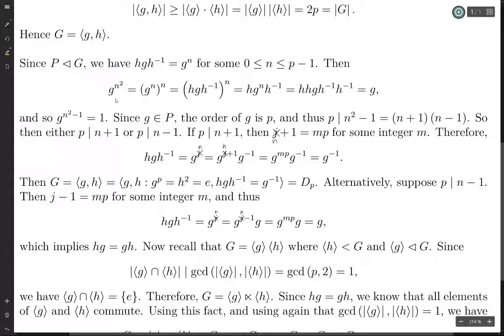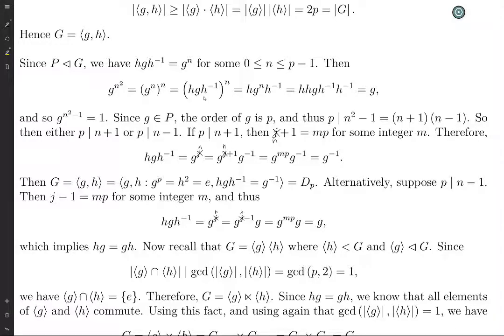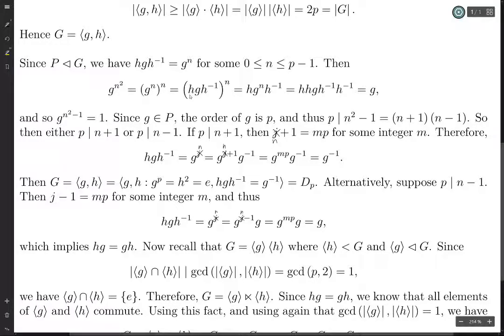You take g to the n squared, that's g to the n to the n, then you replace this g to the n with h g h inverse. Now if you line all of these up in a row, you're going to get h g h inverse, h g h inverse, h g h inverse, and all of these h inverses will appear between the g's, and so those will all cancel out. All you'll be left with is the h on the left end, and then all the g's in a row, all n of them, and then this h inverse on the right.